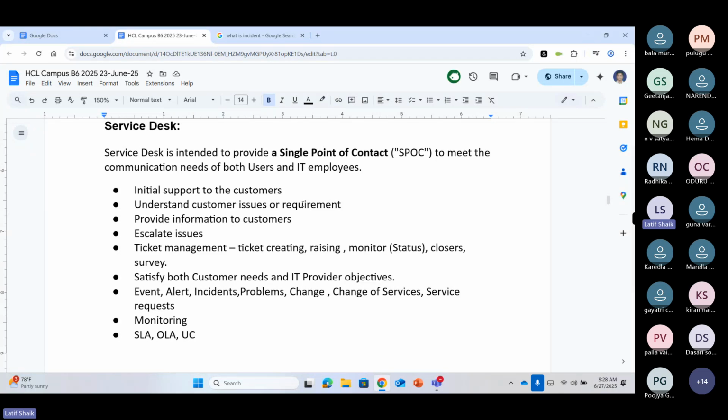IT employees can be a software developer, a tester, a network engineer, a software engineer, any person with technical knowledge. All come under one umbrella, guys. Service desk is a platform. Some people say the service desk is a non-technical part, but it is not non-technical. It is a technical one only.